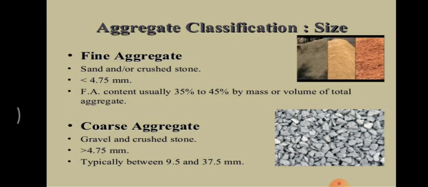Aggregate classification by size: fine aggregate is sand or crushed stone less than 4.75 mm. Fine aggregate content is usually 35 to 45% by mass or volume of total aggregate. Coarse aggregate is gravel and crushed stone greater than 4.75 mm, typically between 9.5 and 37.5 mm.